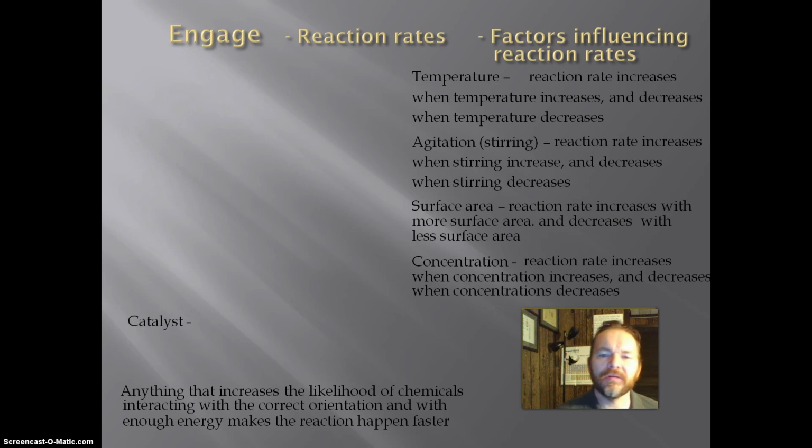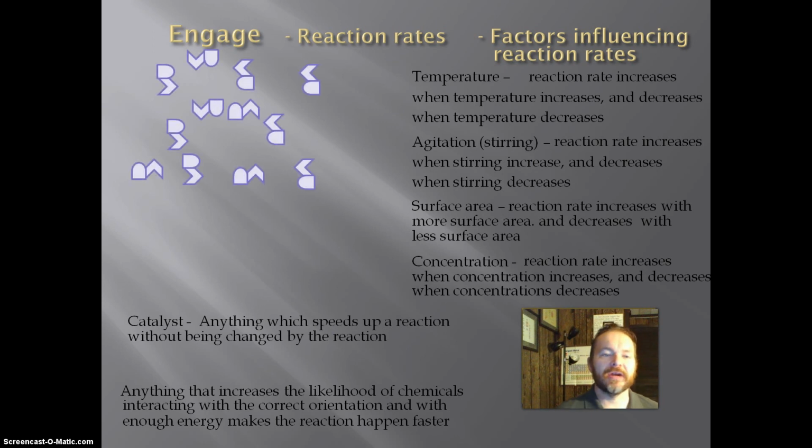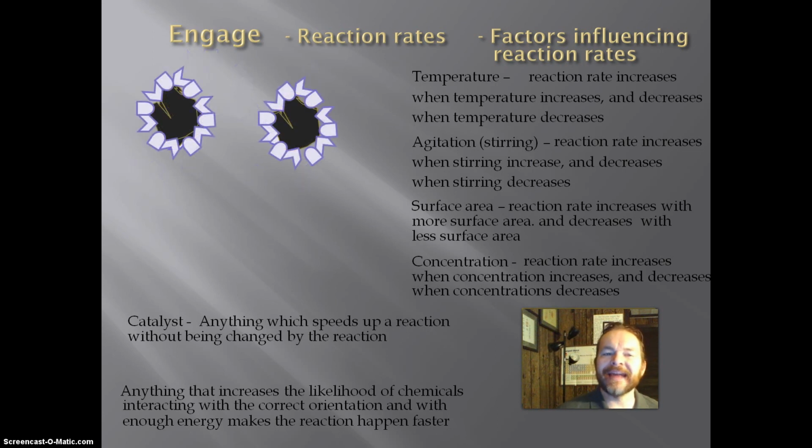Our last factor is something called a catalyst. Now a catalyst is anything which speeds up a reaction without being changed by the reaction itself. So if I look at my normal reactions, there's a bunch of particles that could strike with the right orientation. If I add a catalyst, the catalyst attracts and draws those particles in so that now those particles can only be hit with the right orientation.